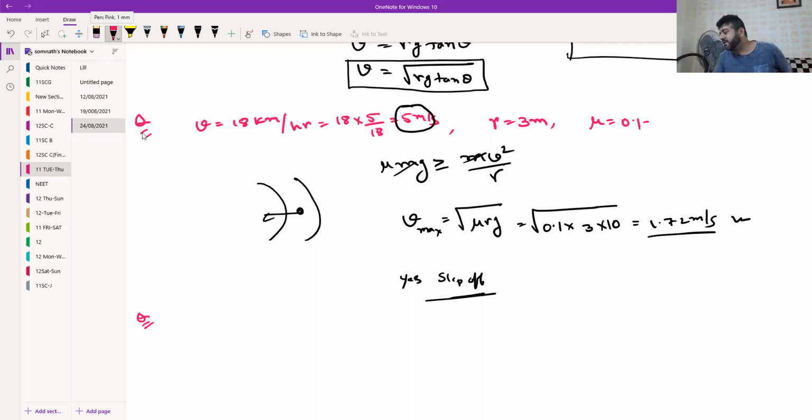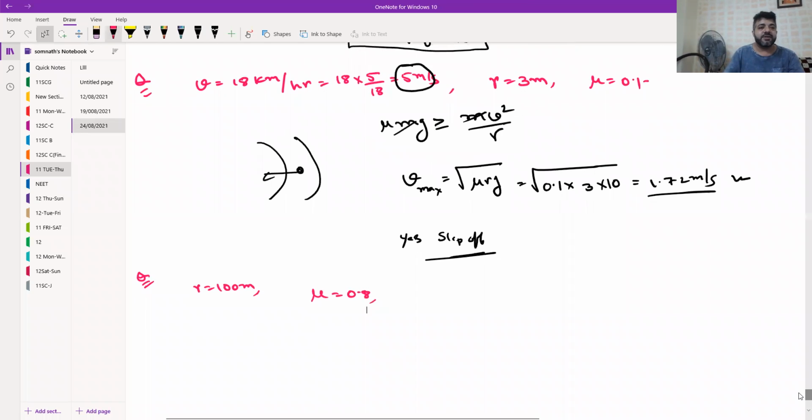The question is that a bend in a level road has a radius of 100 meters. Find the maximum speed a car turning this bend may have without skidding if the coefficient of friction between the tire and the road is very high, given 0.8. ठीक है, तो बोल रहा है कि maximum bending speed कितना हो सकता है. So the same type of question I can use.